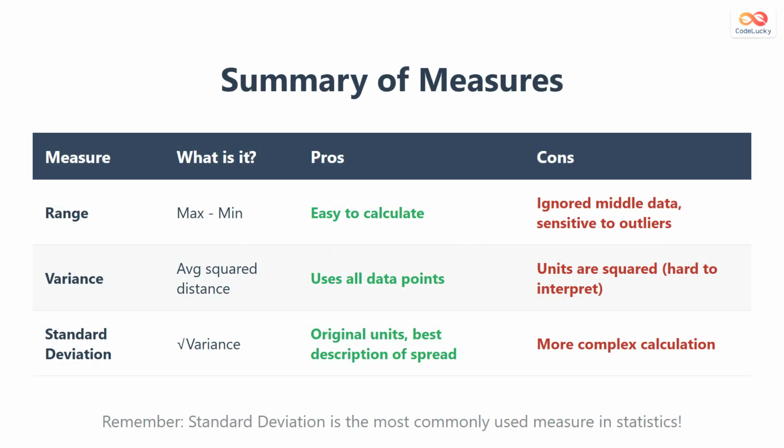Let's summarize. The range is easy to calculate but too sensitive to outliers. Variance is more precise but uses squared units that are hard to interpret. Standard deviation is the best of both worlds. It uses all the data and is in the original units. That is why standard deviation is the most common measure of spread in statistics.